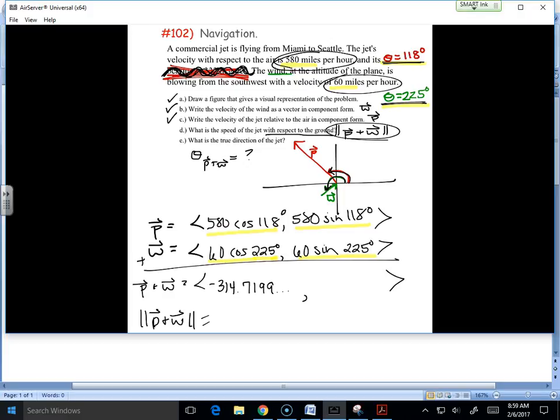Anybody back me up on the, okay, good. Horizontal one matches. Let's try the vertical one. Remember, we're adding 60 sine of 225.